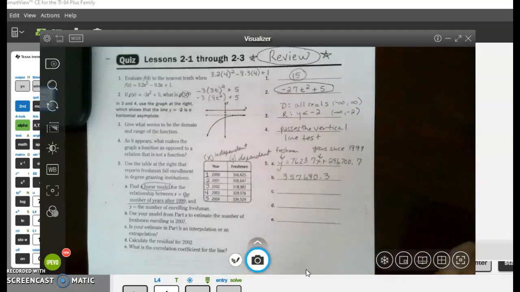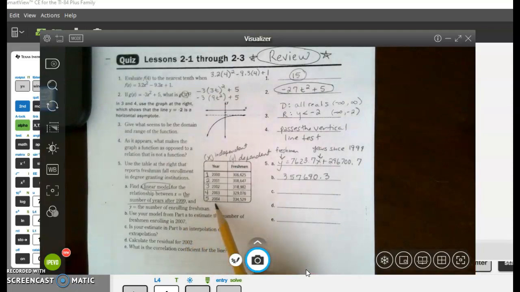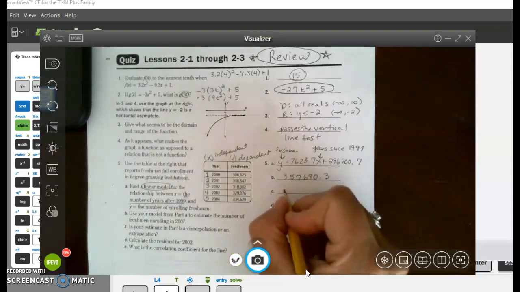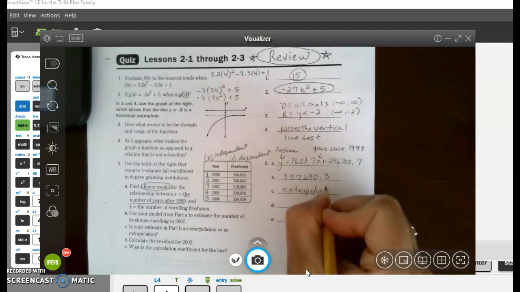Letter C asks, is your estimate in part B an interpolation or an extrapolation? Well, 2007 is beyond the data, and since it's beyond, it's extrapolation.